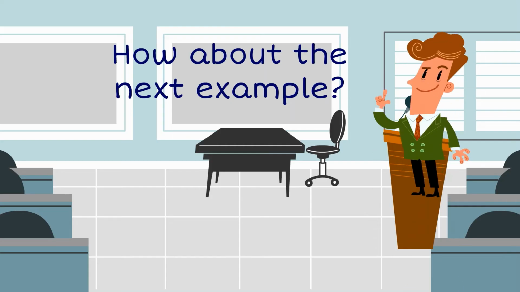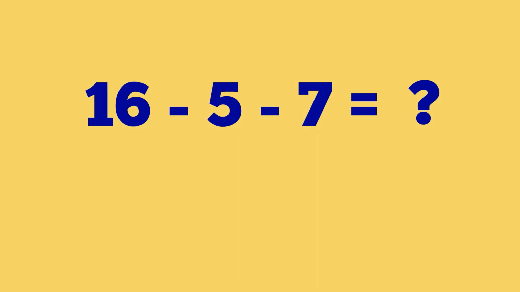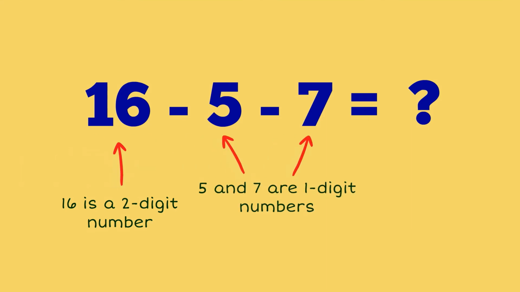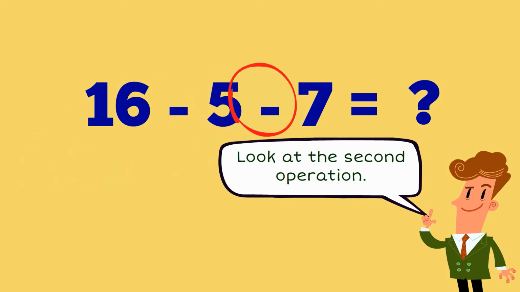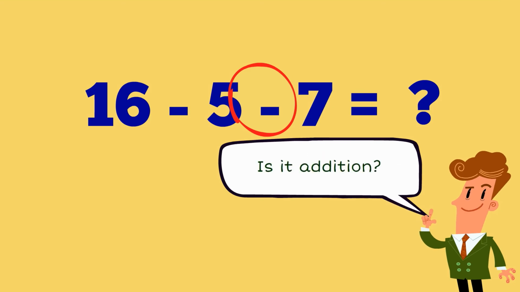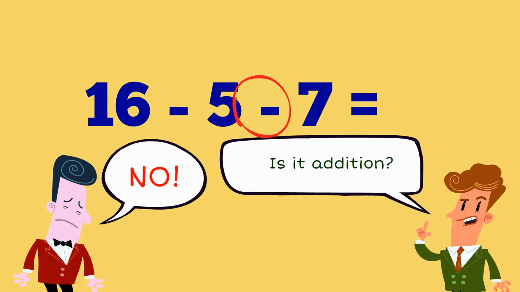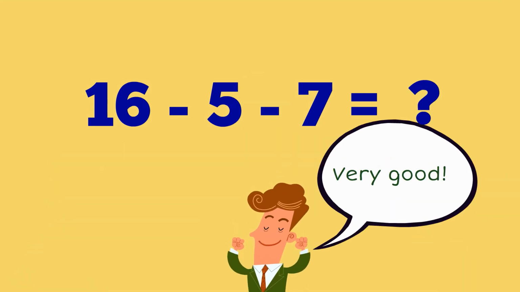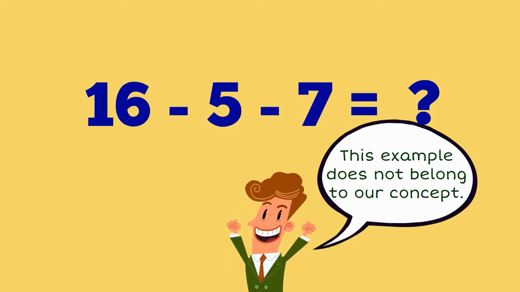How about the next example? 16 minus 5 minus 7 is equal to. 16 is a two-digit number. 5 and 7 are one-digit numbers. Look at the second operation. Is it addition? Very good! This example does not belong to our concept.